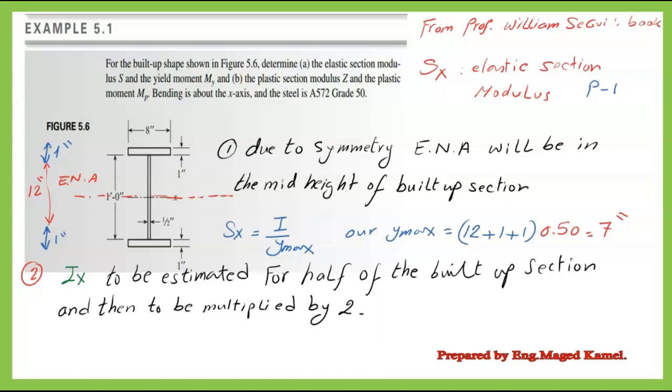There are two ways to find the inertia Ix for the section. The first method is to consider the whole section inertia as composed of 3 rectangles. The first rectangle is the top rectangle for the upper flange, the second rectangle is the web section, and the third rectangle is the lower flange, and then estimate the inertia about the x-axis. The second method, which we are using here, is to estimate the inertia for the upper flange area and half of the web area about the x-axis, and then multiply by 2.